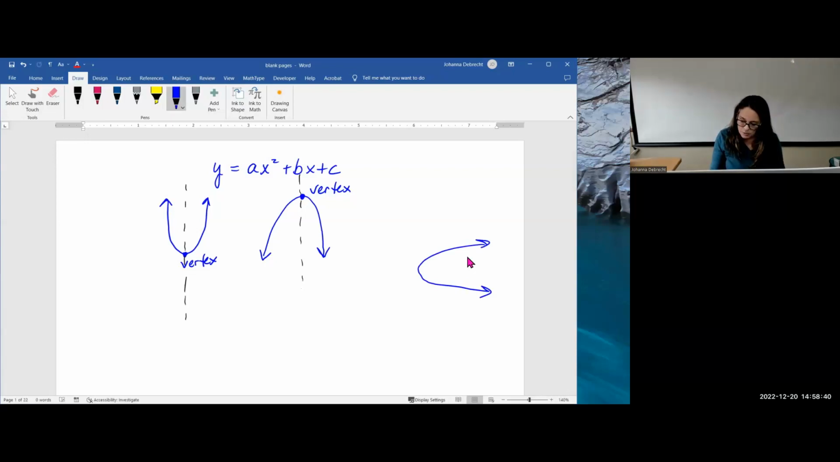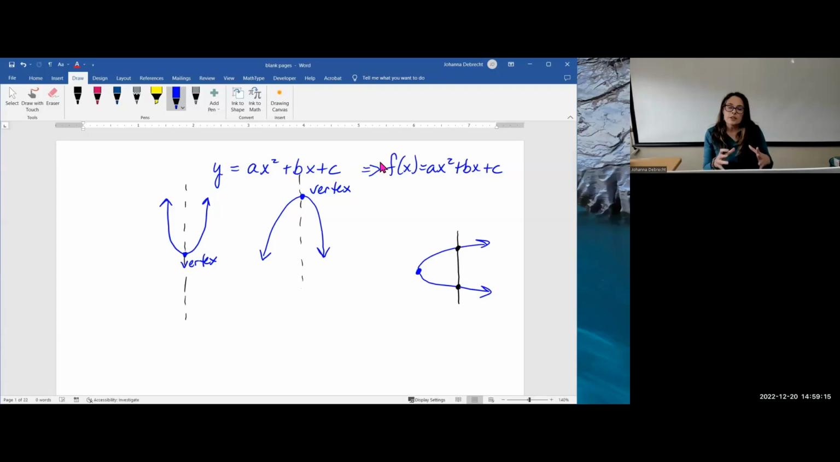So here's an example of one that opens to the right, and there's the vertex. But you can see that it is not, in fact, a function because it touches the graph twice with a vertical line. Now, we're going to be focusing again on functions, which means we can use function notation. So when we use function notation, instead of writing y equals ax squared plus bx plus c, the typical quadratic, we're going to write f of x equals ax squared plus bx plus c.